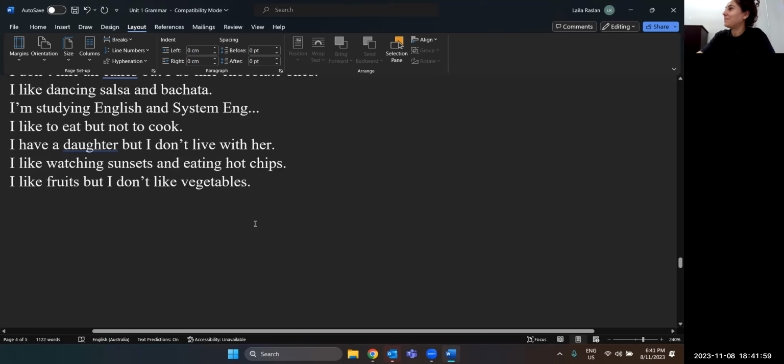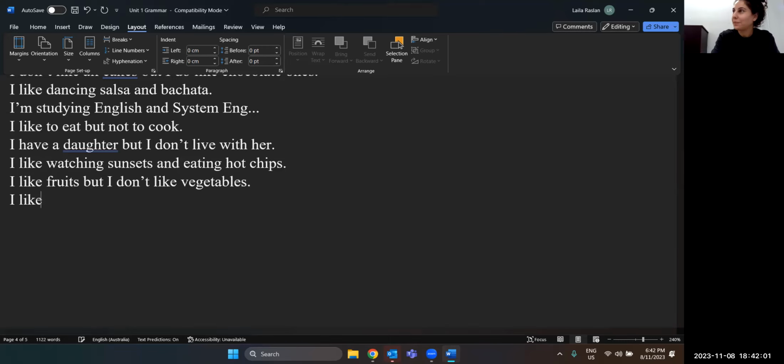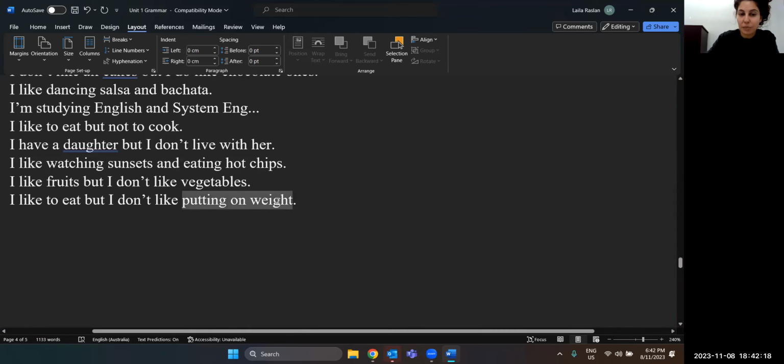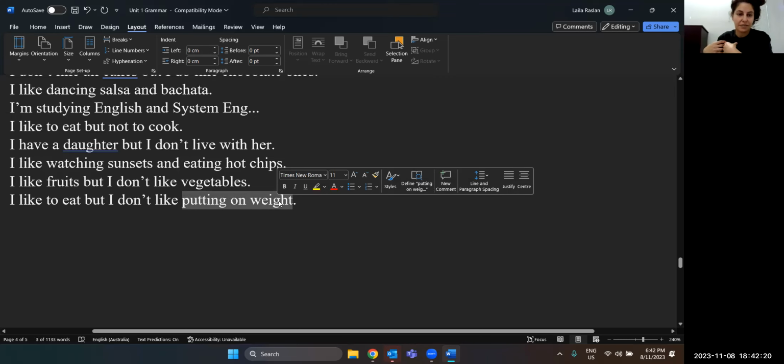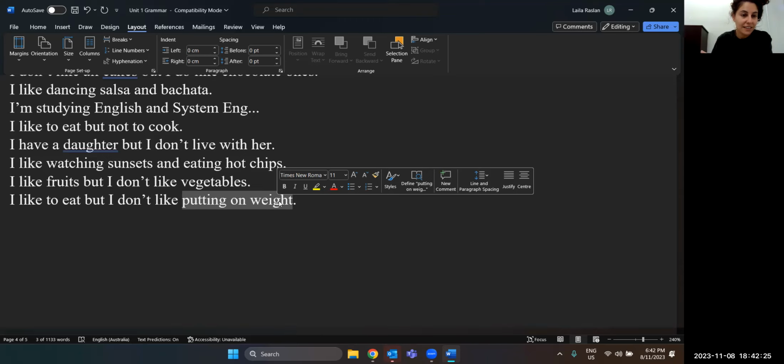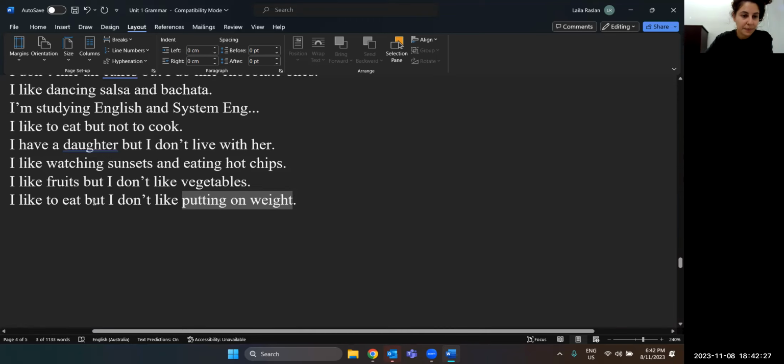What are your sentences? Yes, I like to eat, but I don't like, we say putting on weight. Maybe like that. That's another way, more common. We say putting on weight to get fat. So I like to eat, but I don't like to put on weight. So you're careful, maybe how much you eat.